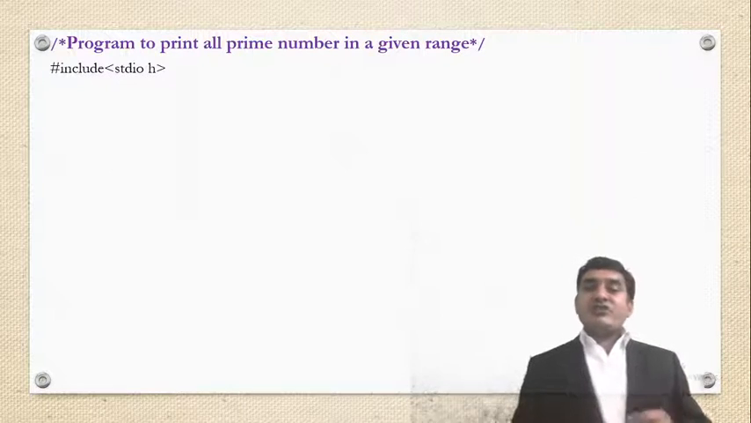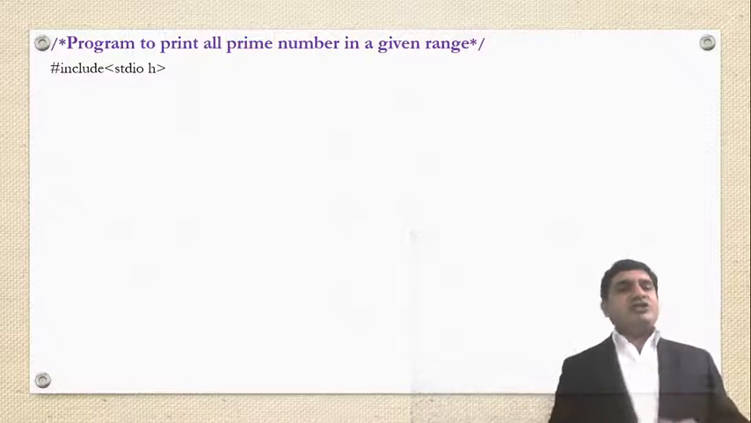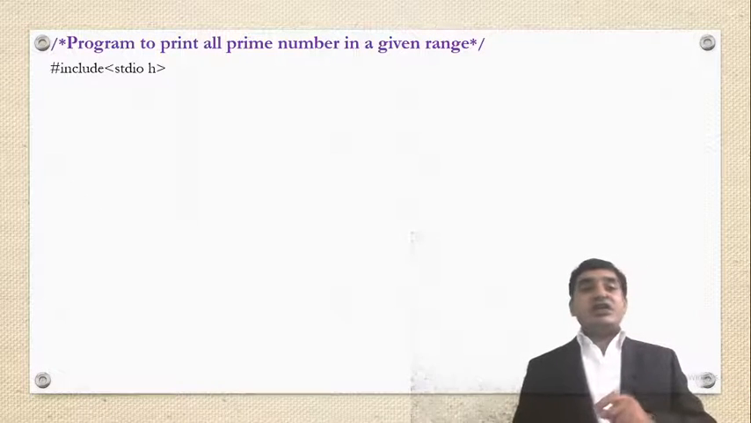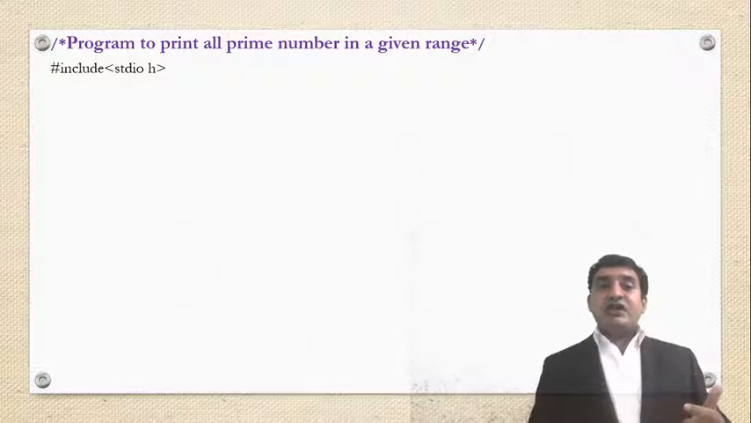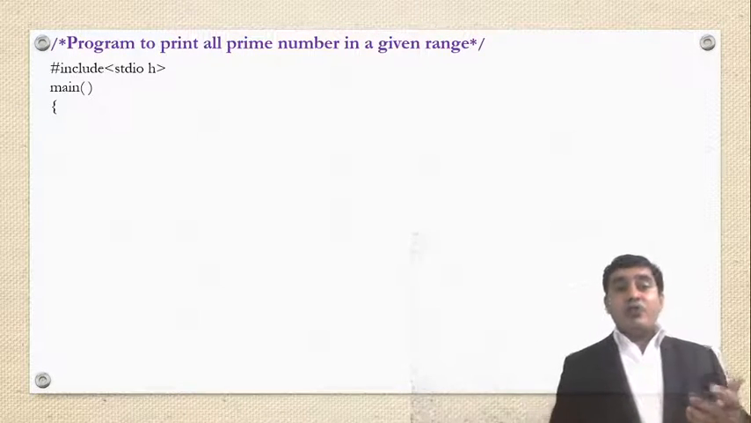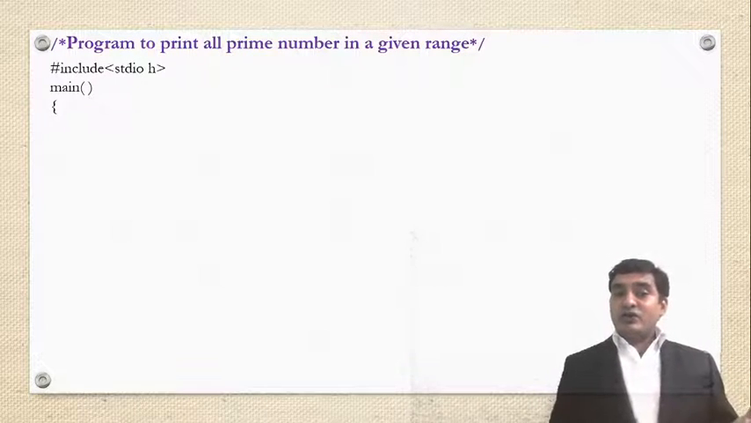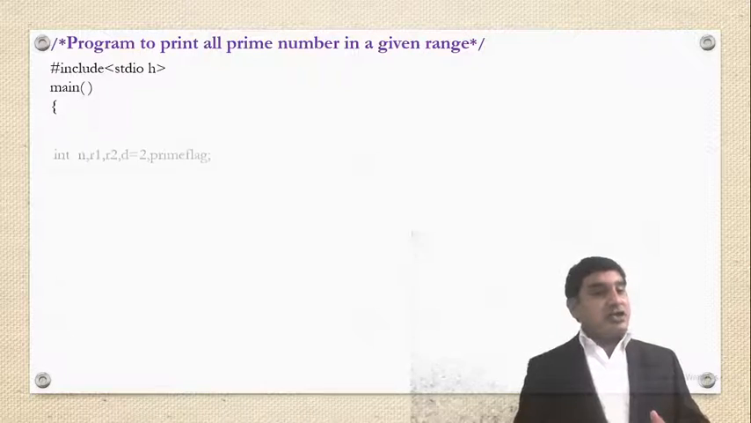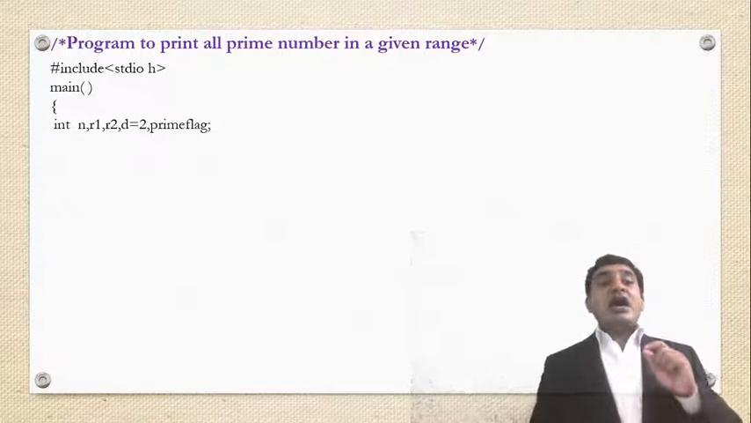Okay, so first hash include stdio.h. Again, hash include is a preprocessor directive. stdio means standard input output, and .h means header file. Next is the main function, then an open curly bracket, because the body of a program is enclosed in a pair of curly brackets. Integer n is an integer, r1.